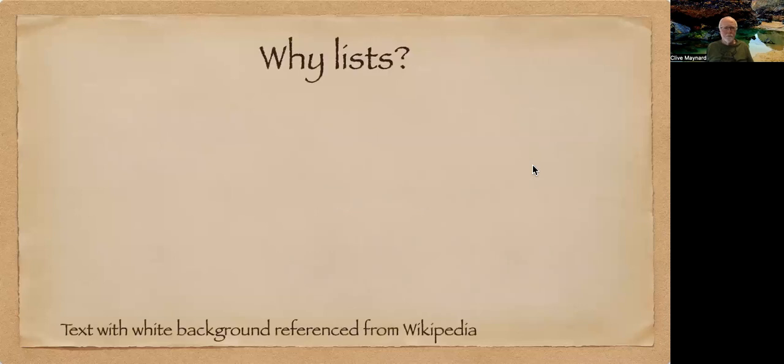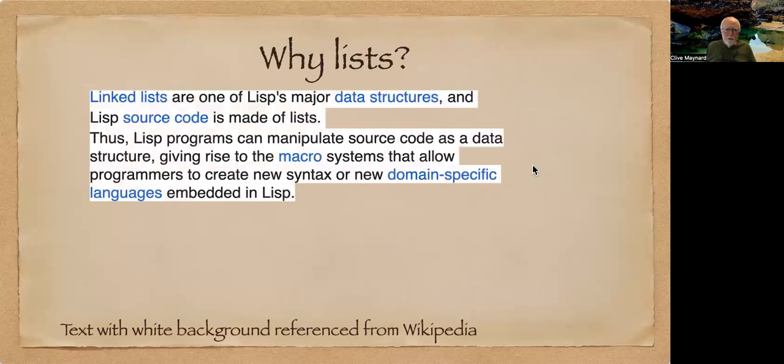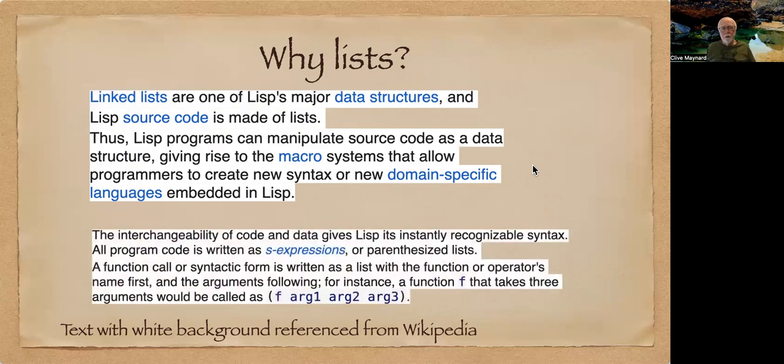So why lists? Well, it's basically Lisp's major data structure, or one of its major structures, and it really created a completely new syntax for representation of information and the programs. So the source code is also a list, giving the possibility that you can have your program manipulate your source code. This interchangeability of code and data gives Lisp its differentiation, if you like, from others.